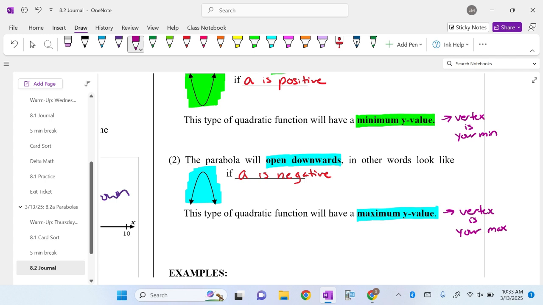All right. So if you saw a question like this on the EOC and they gave you an equation, and they asked you to tell me whether it had a max or a min, you would first look to see if that first number connected to the x squared is positive or negative. If it's positive, it'll be a minimum. If it's negative, it'll have a maximum. And that's how you can tell without actually having to graph the function.